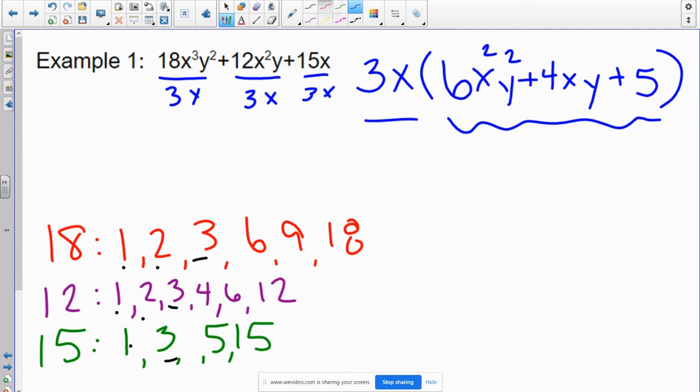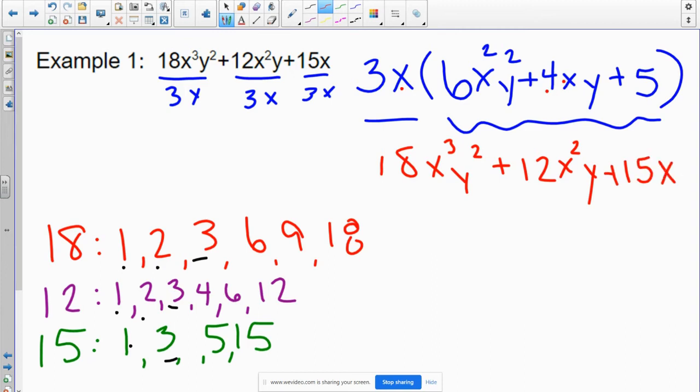Last thing I do is I just quickly check in my brain, or you can write it down. If I take 3 times 6, that's 18. X times x squared, you're going to add now, so that's x to the third. And then we just have y to the second. 3 times 4 is 12. X times x is x squared, followed by the y, because we didn't do anything with that. And 3x times 5 is 15x. So I can quickly make sure I factored correctly because this product should be the original polynomial. And I like to check to make sure we're correct.